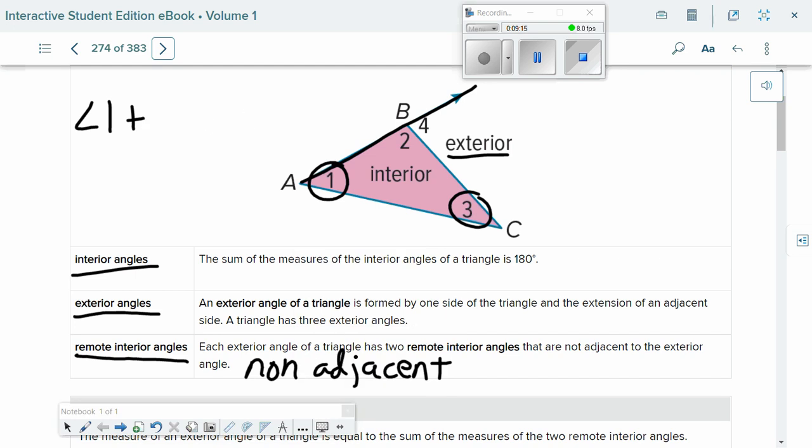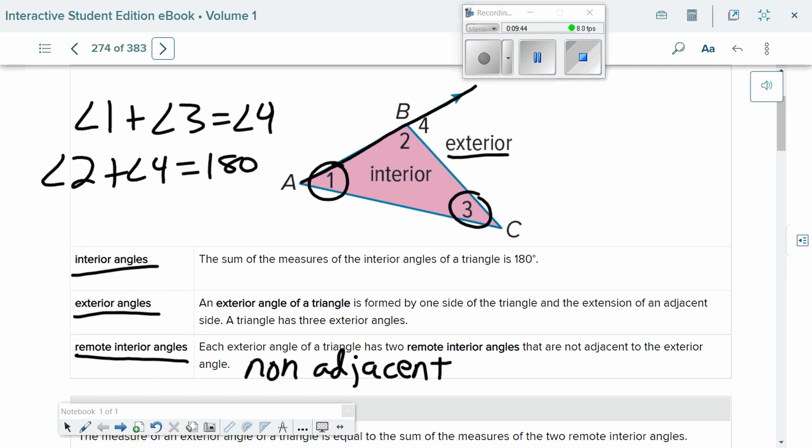I could take the sum of those 2 angles and set them equal to the exterior angle. Okay. So I could go angle 1 plus angle 3 equals angle 4. Angle 2 is adjacent to angle 4. It is interior, but it's not remote because it's next to. But remember that angle 2 plus angle 4 equals 180. Okay, because it's a linear pair.